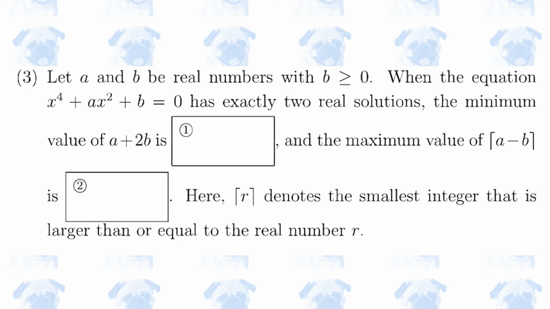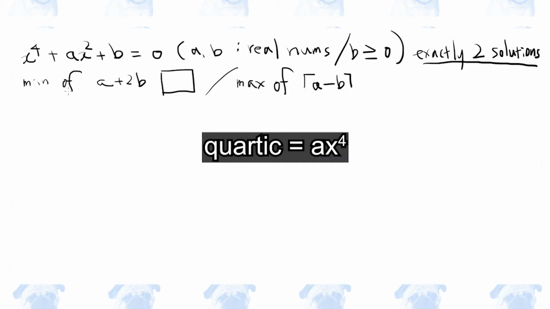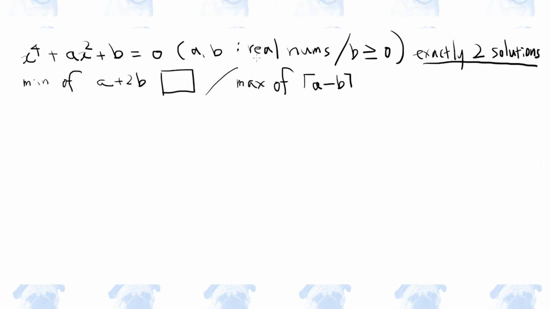Section 1, Number 3. In this question, we are given a quartic equation, and the constants a and b are real numbers, and we are told that b is greater than or equal to 0. And this quartic equation has exactly two real solutions, and we have to find the minimum of a plus 2b and the maximum of the ceiling function of a minus b. I will explain what the ceiling function is later.